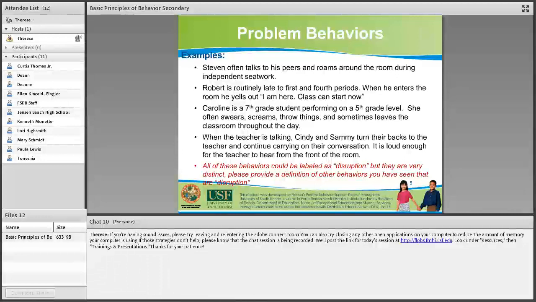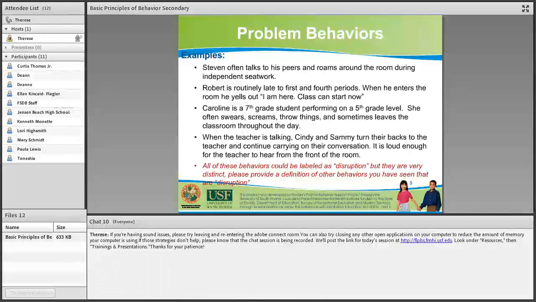The third example, Caroline is a 7th grade student performing on a 5th grade level. She often swears, screams, throws things, and sometimes leaves the classroom throughout the day. So we're being very descriptive about what Caroline is doing. We're avoiding calling her a bipolar deviant, but we're actually describing what the problem behaviors are.